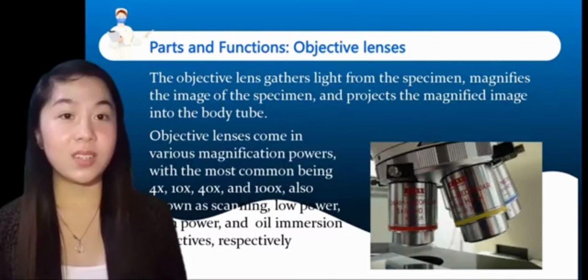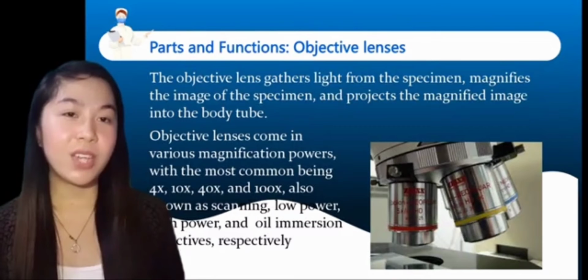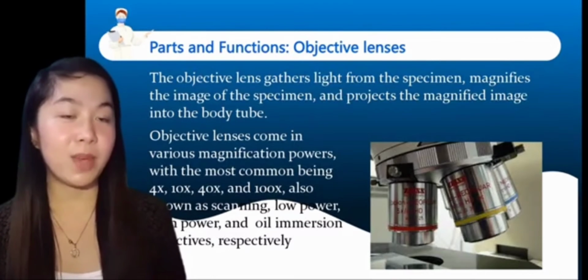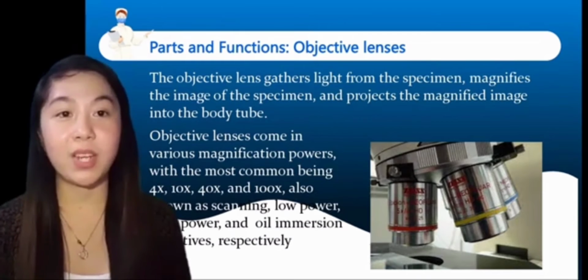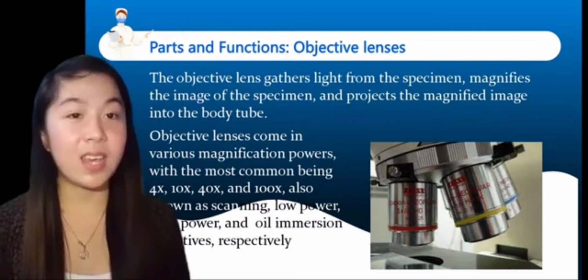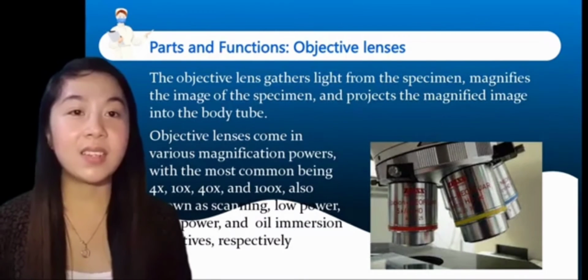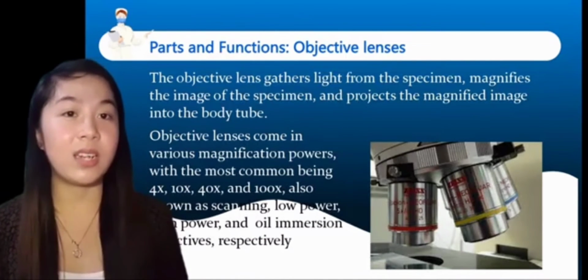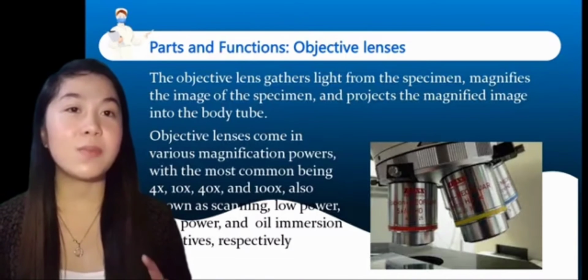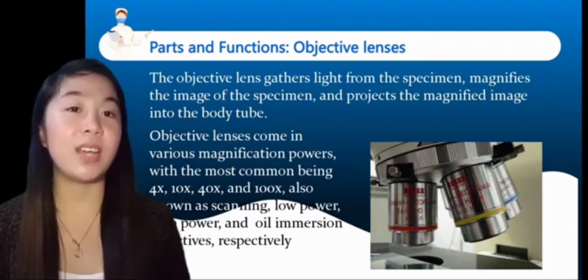The next one is the objective lenses. The objective lens gathers light from the specimen, magnifies the image, and projects the magnified image into the body tube. There are four separate lenses that magnify the image: 4x, 10x, 40x, and 100x, depending on the objective in use. The lens is positioned just above the object being viewed.